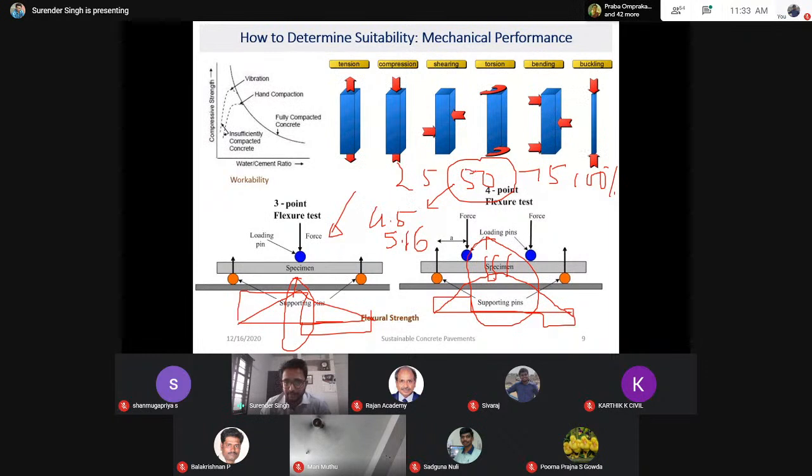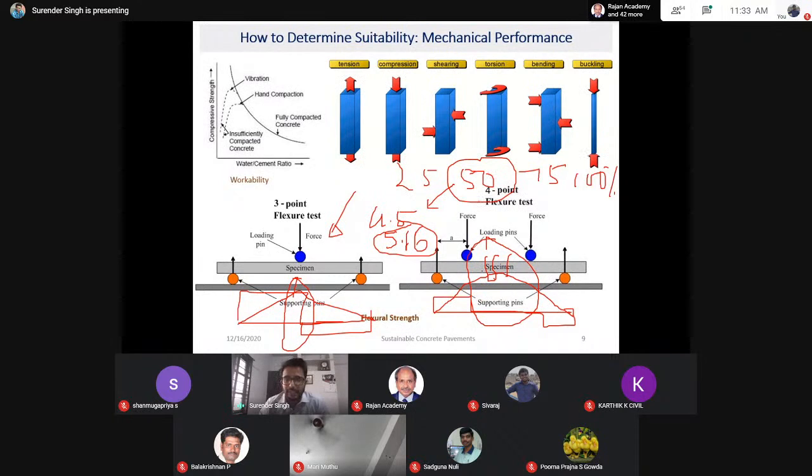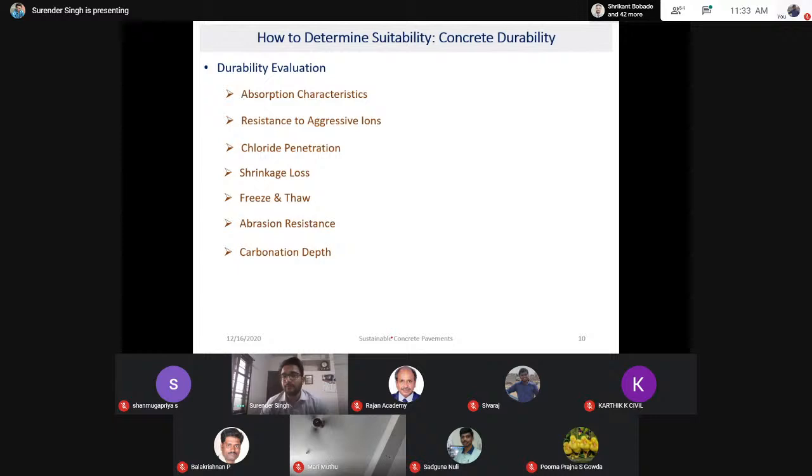Now you'll be saying, yes, IRC says 4.5 and I got 5 MPa. That means I can replace 50% of aggregate with any recycled aggregate that you are studying. But no, you should not be in a hurry. You should not take the decision, because most of the times, even if you are getting the mechanical properties, there will be a durability issue. There could be many, many durability issues, especially in Tamil Nadu, where we are surrounded by seawater.